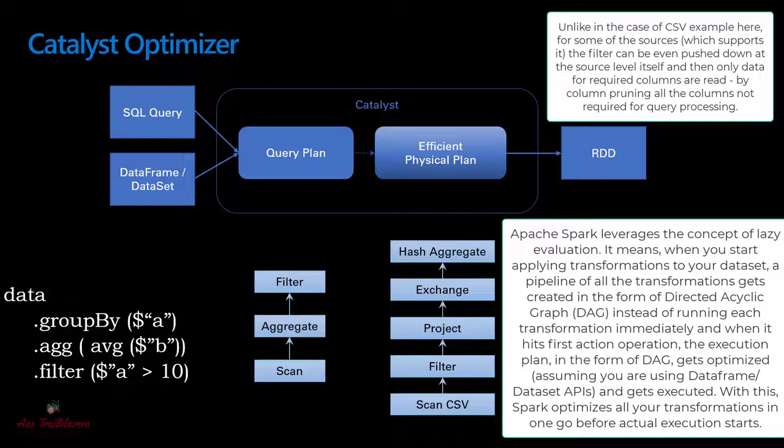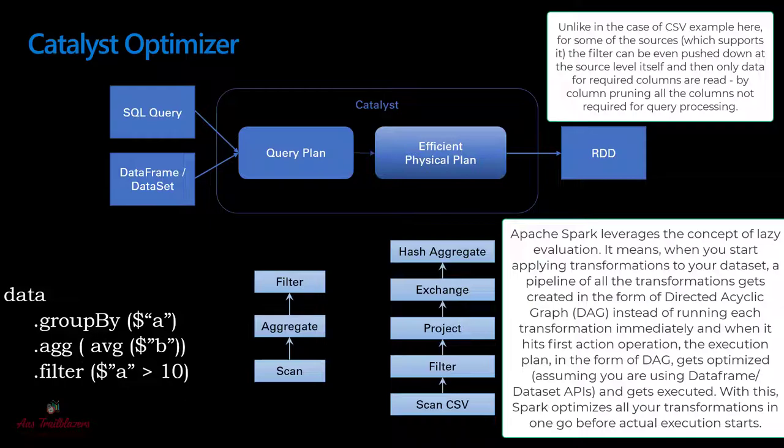Those columns will be pruned by using the project operator over here. And now, because we are doing a group by on column A, that requires a shuffling of data across different nodes so that the relevant data exists at one location, the exchange operator is being used over here. And finally, hash aggregate is being used to do the final aggregation on the data that has been collected over here.